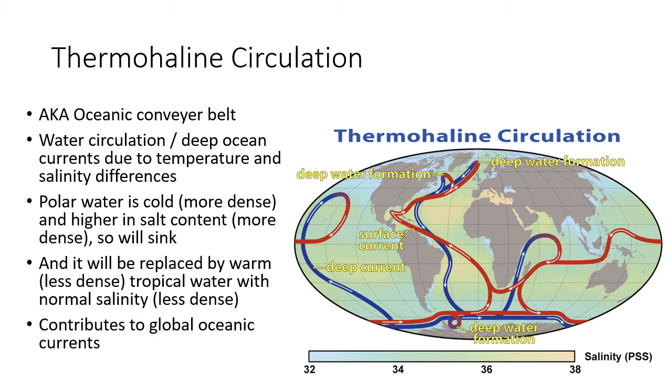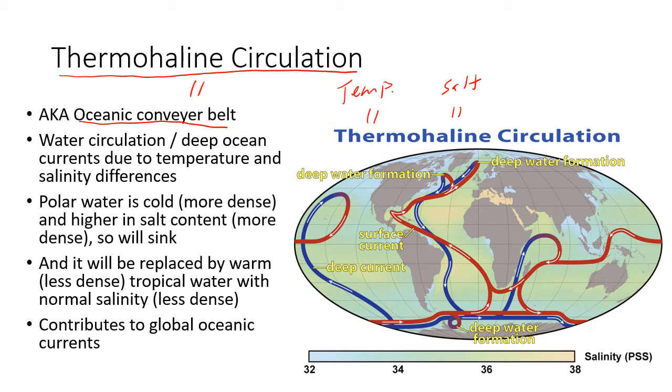So this is all driven due to thermohaline circulation. If we break down that term, thermo means temperature, and haline means salt. So these are currents or circulation patterns that are based on differences in temperature and differences in salinity. Essentially, you'll see either the term thermohaline circulation or oceanic conveyor belt. They're synonyms. I'm going to tend to use the term oceanic conveyor belt.